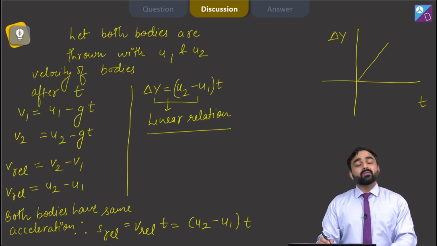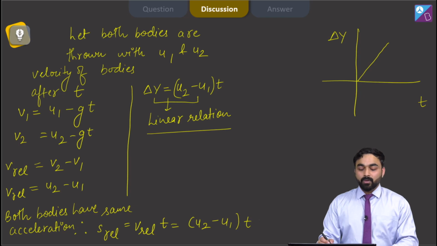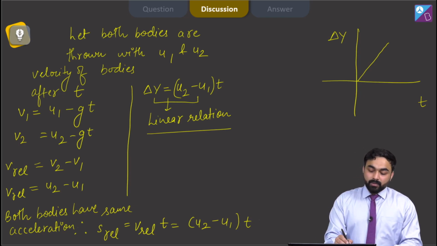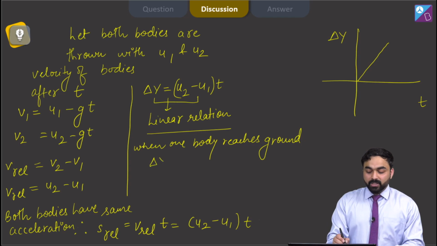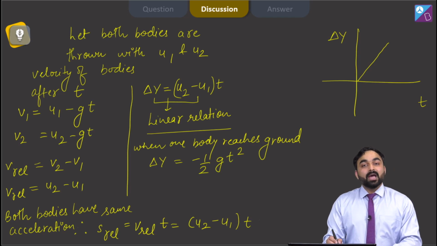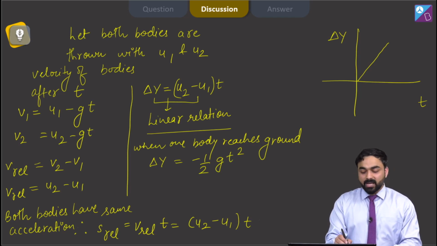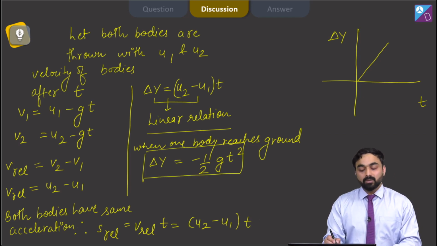But students, after some time, when one of the balls reaches the ground, there will be some acceleration of the body that is falling downwards. Okay, so when one body reaches the ground, there will be some acceleration, and at that time the separation would vary as minus half g into t square. And I am writing this for the body which is still in the air.